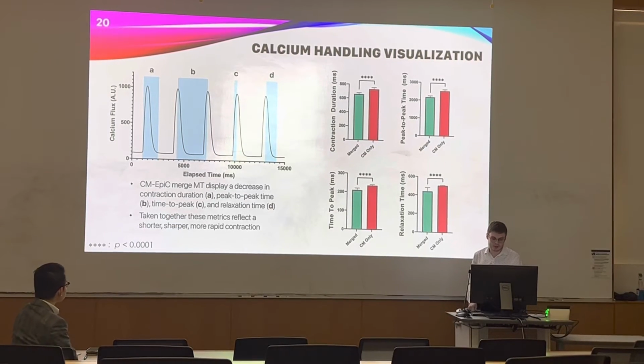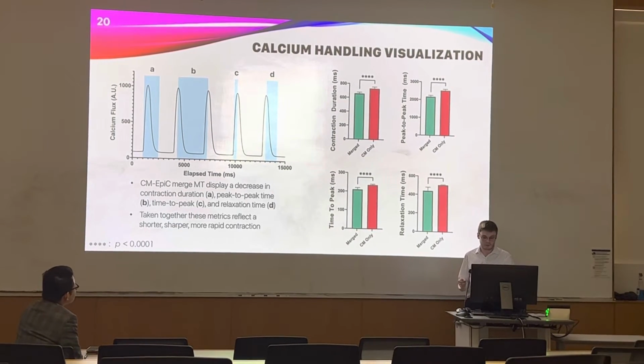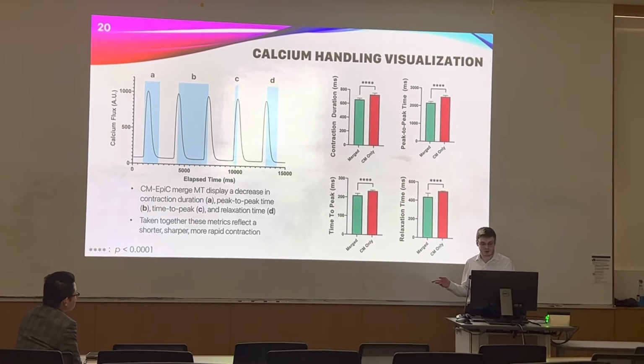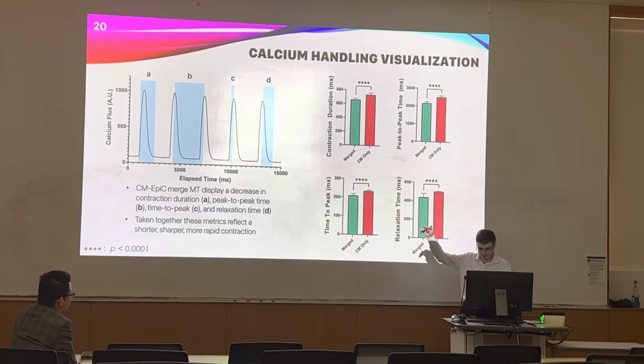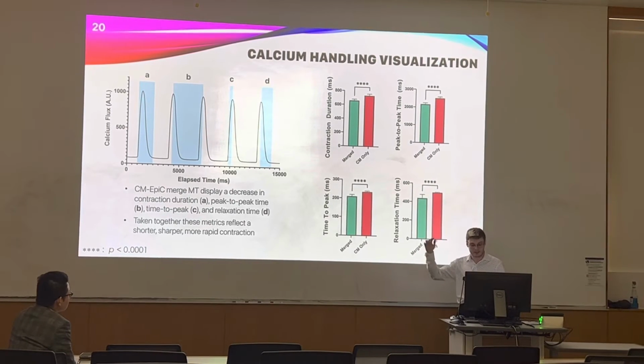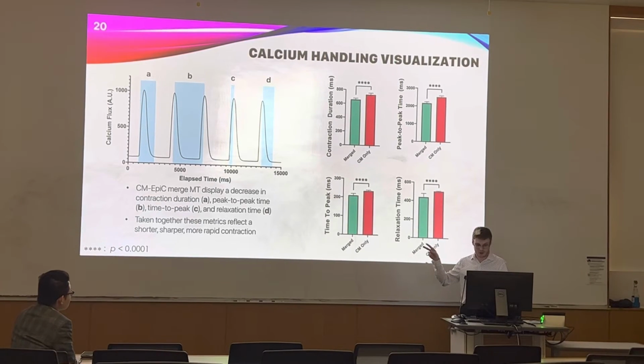Also, it gives us information about the shape of the contraction profile. For these data, we're looking at contraction duration and peak-to-peak time, as well as time to peak, which is from the start of the contraction to its maximum signal, and relaxation time, maximum signal back down to 0. I've indicated visually on this example profile what we're actually measuring here.